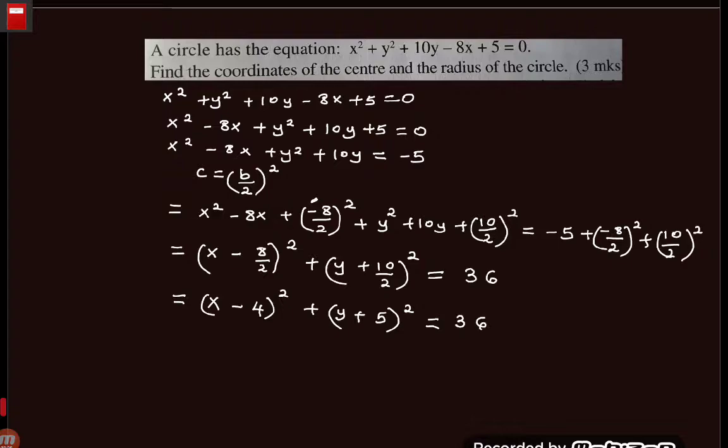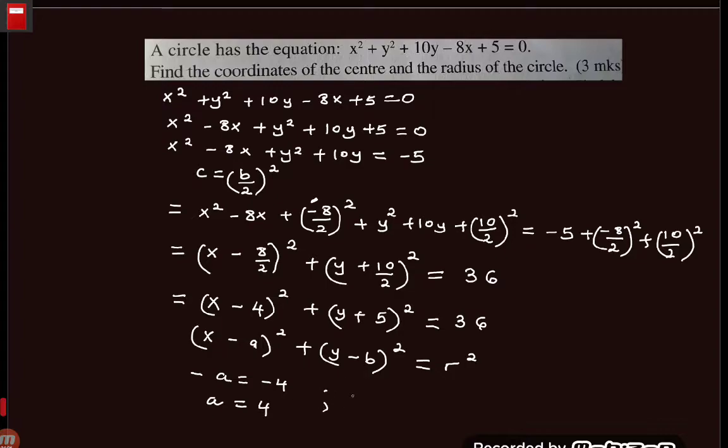Then we compare our equation to the general equation of a circle. The general equation of a circle states that x minus a squared plus y minus b squared is equal to r squared. So we look at the values of a in both the cases and equate them so that we get the real value of a. So for the first one, we have negative a is equal to negative 4. This means that a is equal to 4.